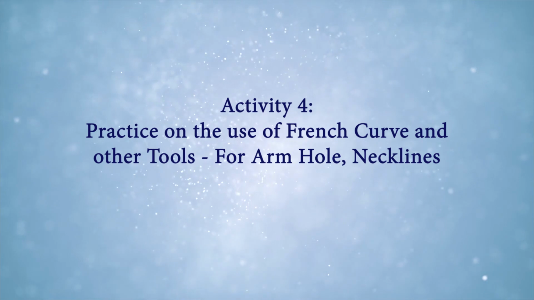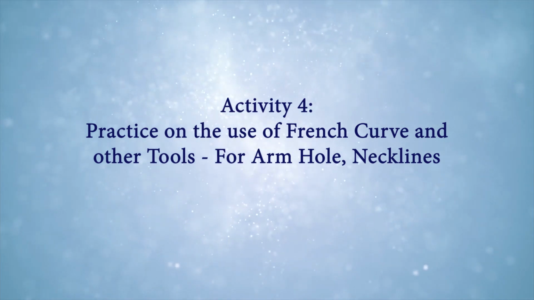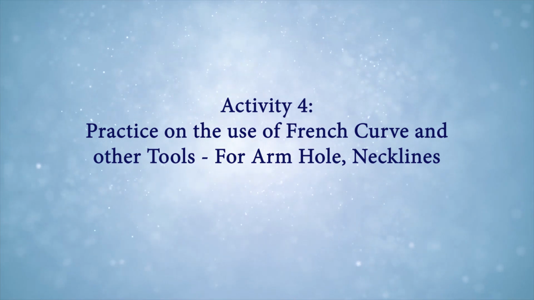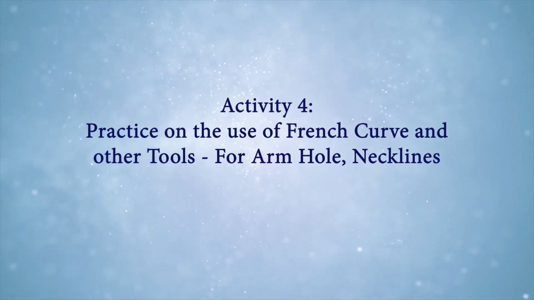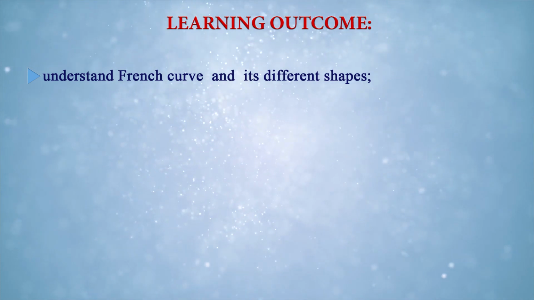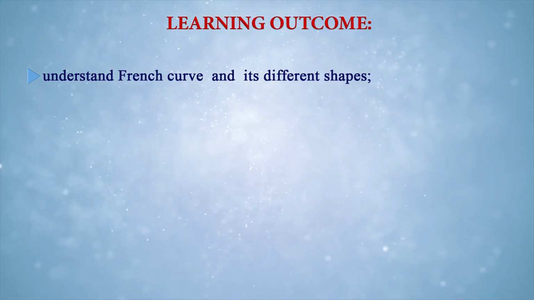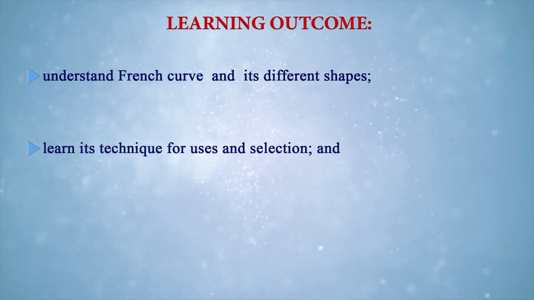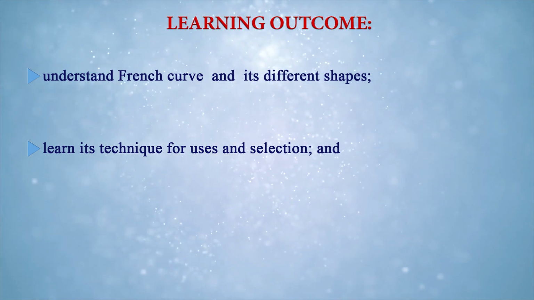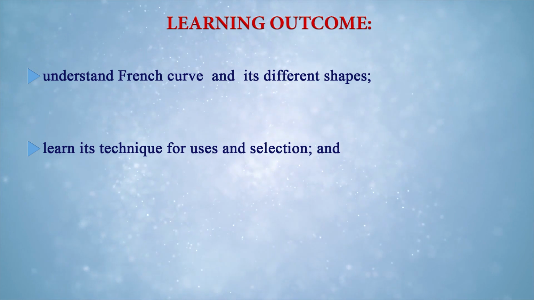Then this was all about activity 3, and then we come to activity 4, which is based on practice on the use of French curve and other tools used for making armholes and the neckline. So first let us discuss what outcome you will gain after attempting this activity. After attempting this activity, you can understand what French curve is and what its different shapes are. Then you can learn its technique for use and selection, and why it is used, and for which part of the pattern we use the French curve.